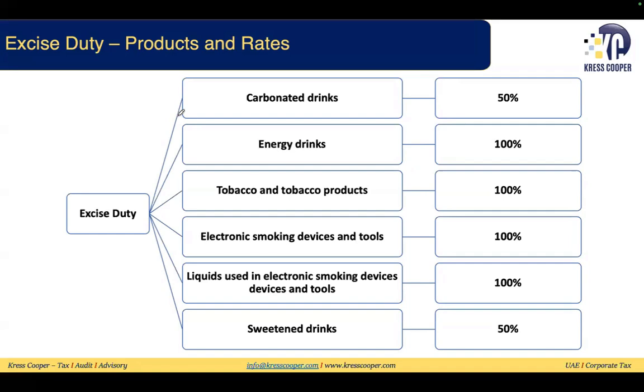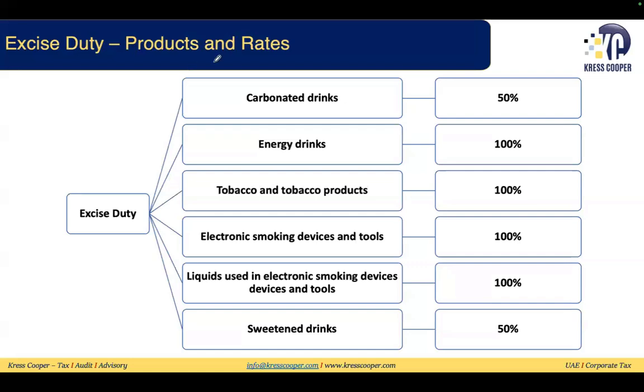They should not use the goods which are harmful for their health. Moreover, government wanted to get the money as well. Anyway, the important part is the government wanted a greener future. Government has implemented excise duty. They wanted to cut the usage of the goods which are harmful for the people living in this country. So these are the goods on which excise duty is applicable.